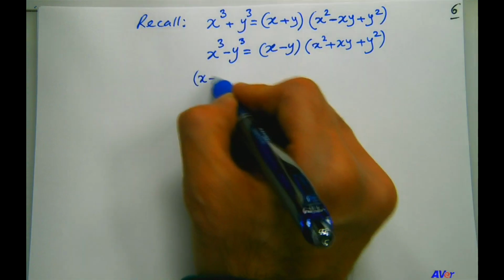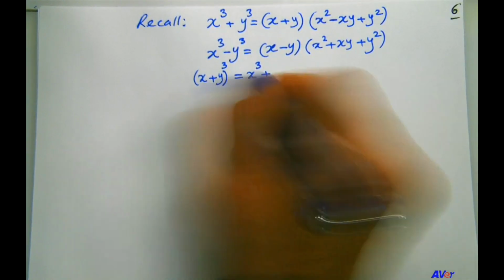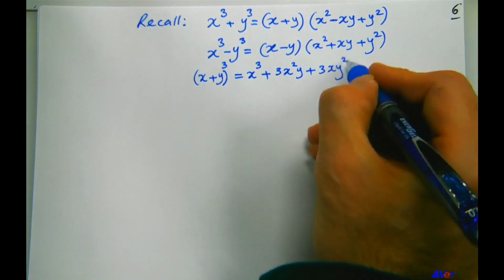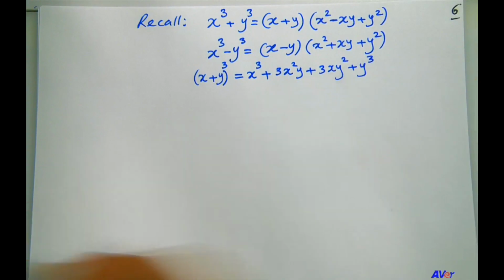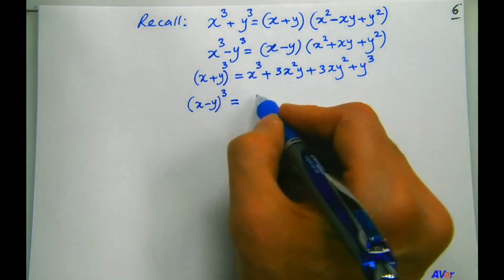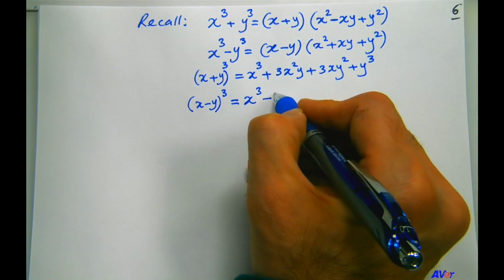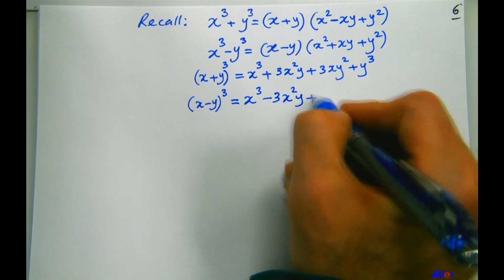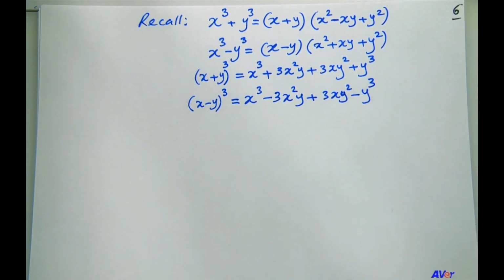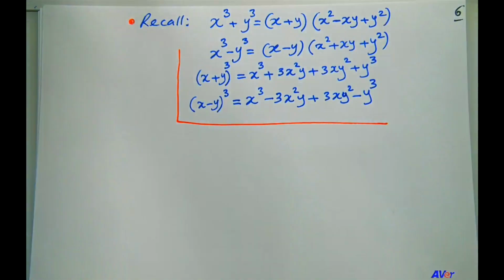And of course we have the other two, which are as follows. So x plus y cubed is equal to x cubed plus 3 times x squared y plus 3 times xy squared plus, of course, y cubed. And we had the x minus y cubed version of that. We have x cubed, and then minus 3x squared y plus 3xy squared minus, of course, y cubed. Just remember or recall these properties from the past.